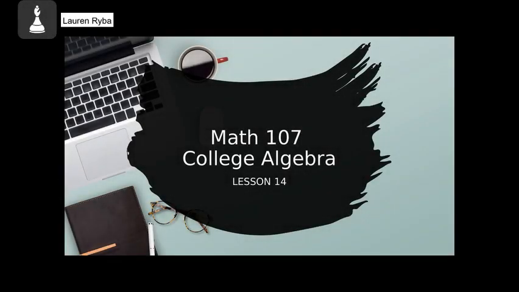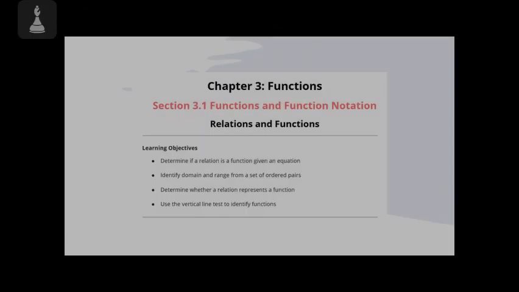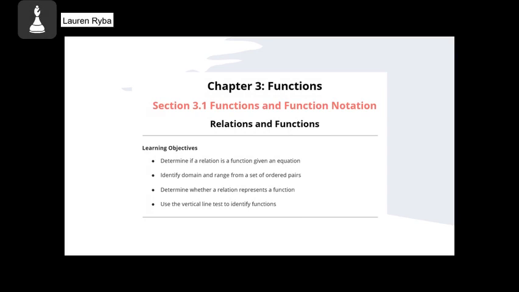This is the lecture for lesson 14. The first part of this lecture will be about relations and functions: determining if a relationship is a function, identifying domain and range, determining whether a relation represents a function visually, as well as using the vertical line test.